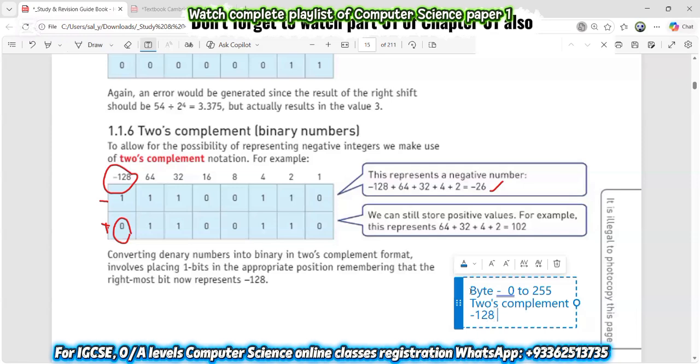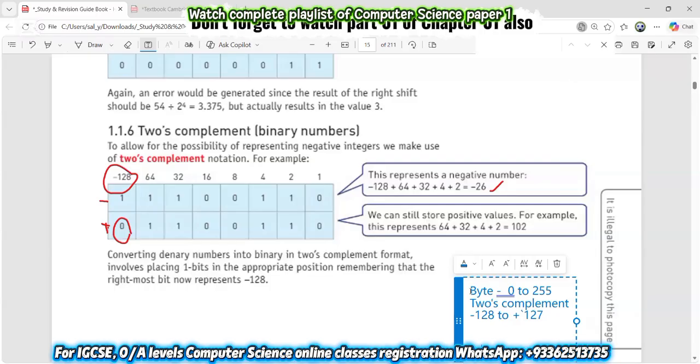This again can come in the paper, so be very, very clear about this. Better write down the values that you will remember: in case of 2's complement, the capacity of the byte will change. The byte will now be holding from minus 128 to plus 127.